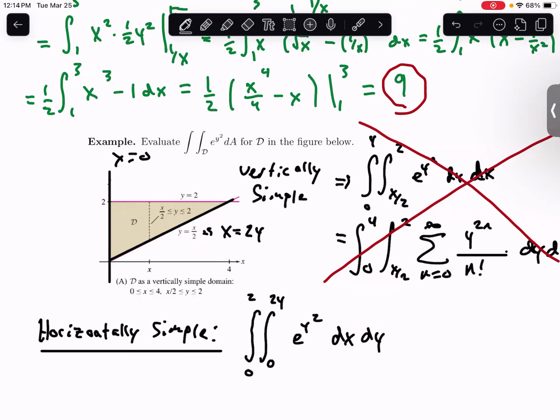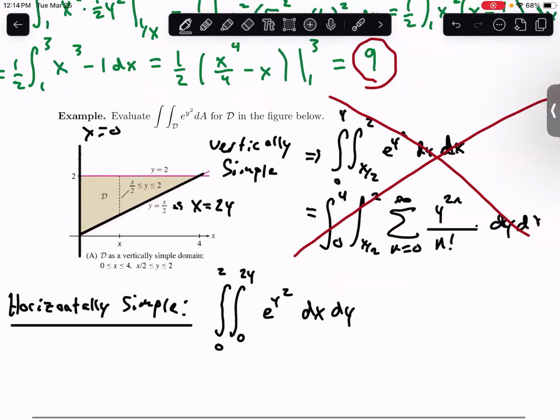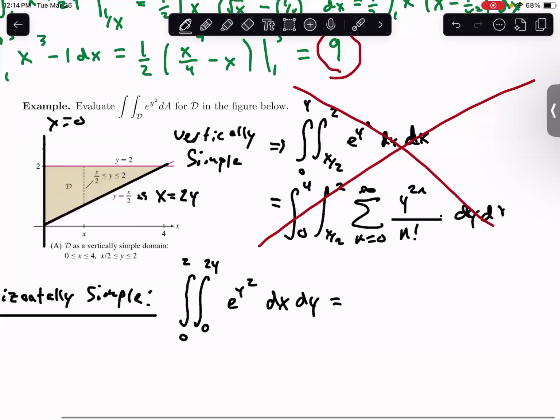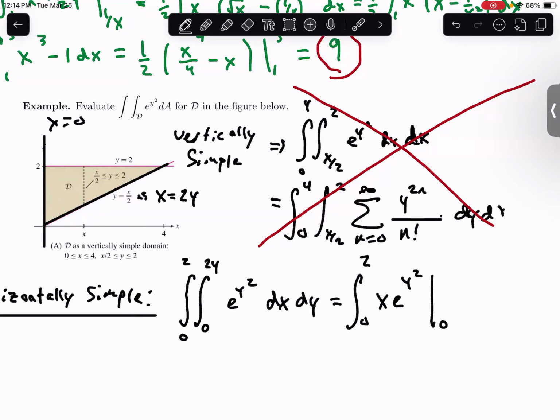And so now this is a much easier integral to compute, at least initially, right? Because if we want to compute the integral of e to the y squared with respect to x, we're just going to treat this as a constant, right? So this first integral is just going to be equal to the integral from 0 to 2 of x times e to the y squared, and then this is going to be evaluated from 0 to 2y. And then we'll have a dy afterwards.